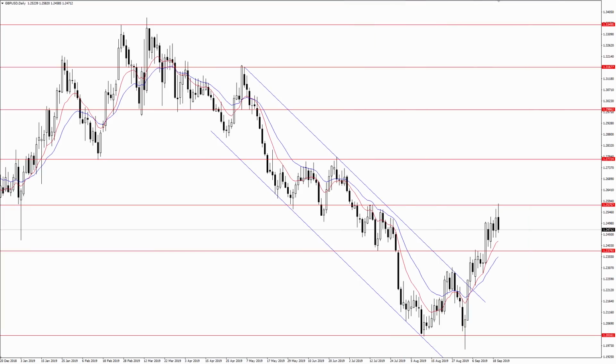Next up, we have the British pound versus the US dollar. And just like we talked about last week, the pair is still caught between these two levels. So we've got 123.80 as support. Notice how it's this low, as well as these highs through here.